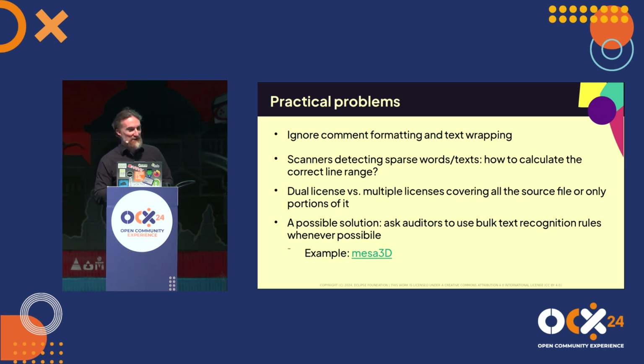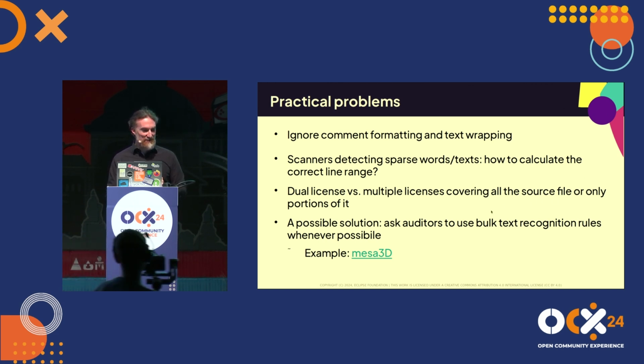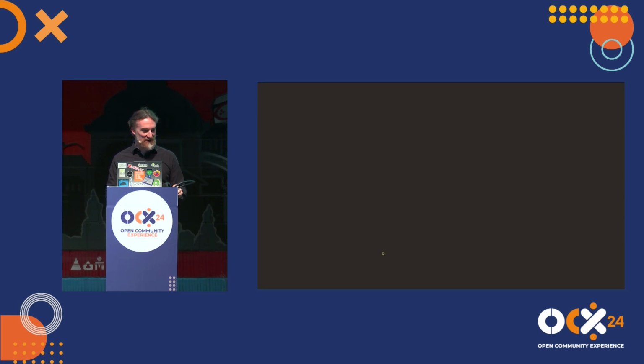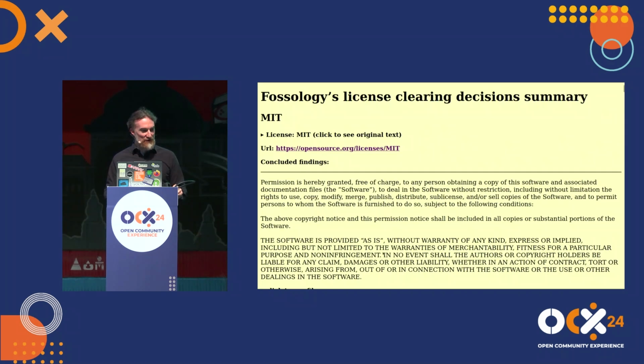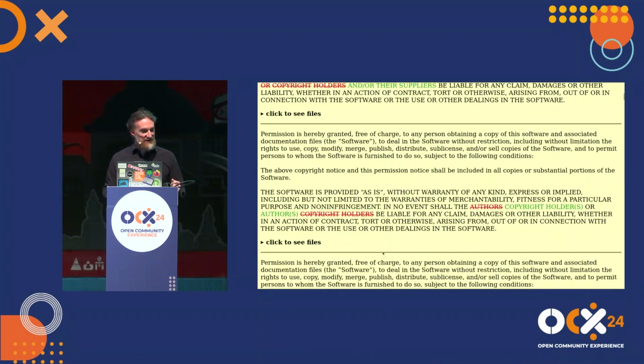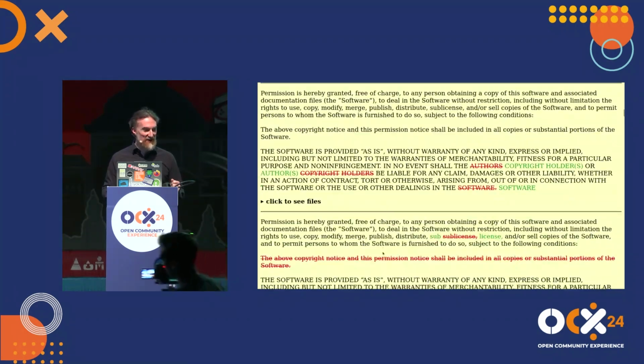So we found some solutions. Basically, we also asked the auditors working on Fossology to add some bulk recognition rules in order to get the whole text finding to export. The example, I already showed you that one, but I will show it again. So this is the human-readable version of a JSON file. And here you can see all the findings.